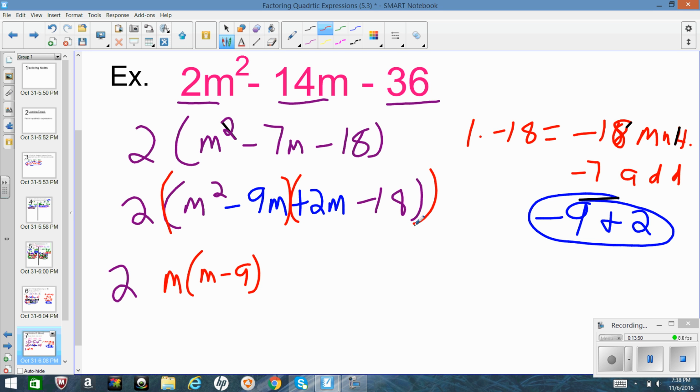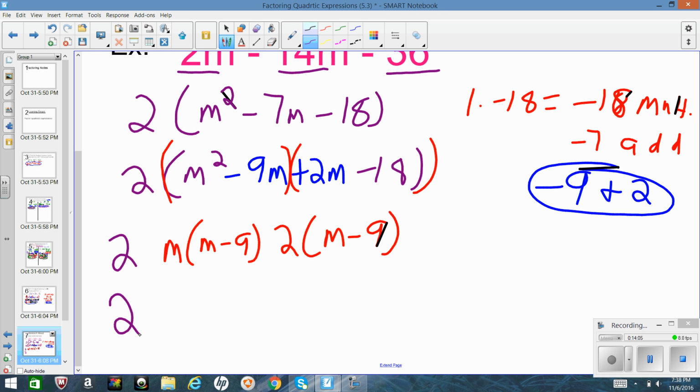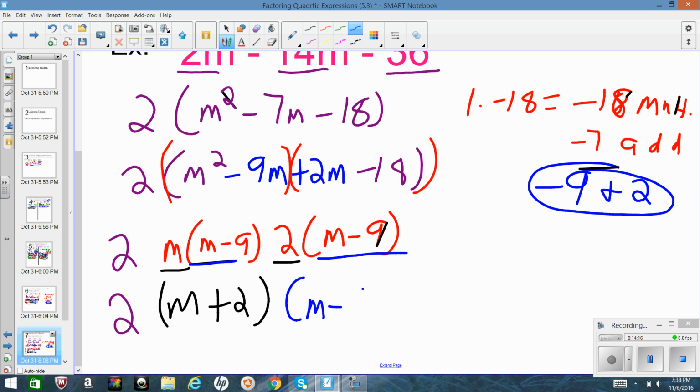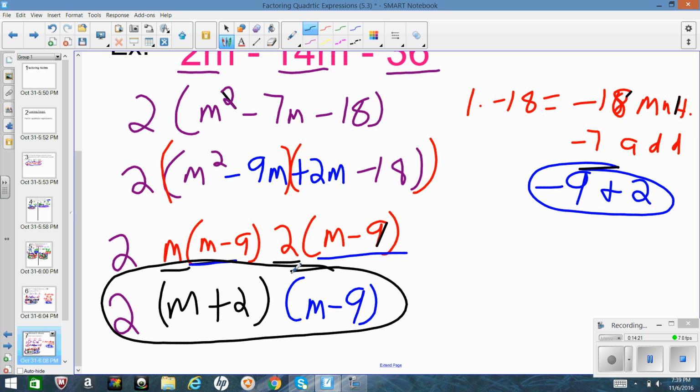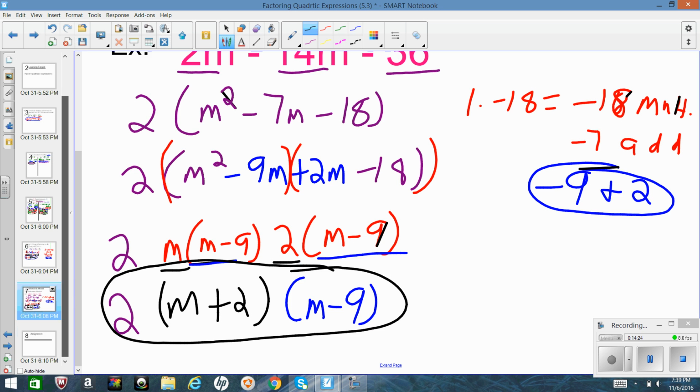And I'm going to factor out the last two terms. What do they have in common? They have a 2. If I take out a 2 from the first term, I have an m. Take out a 2 from negative 18, that would give me negative 9. Now I'm ready to write my final answer. 2 stays the same. My first term comes from here, which is m plus 2. And my second term comes from here. Remember, those two have to be the same, which is m minus 9. And there is your expression factored completely.